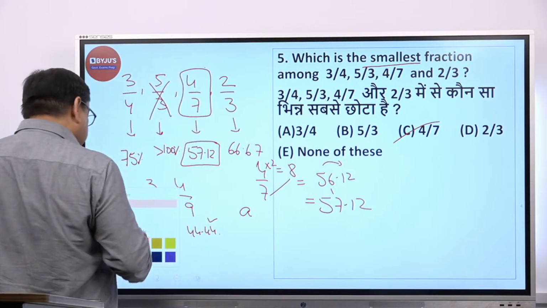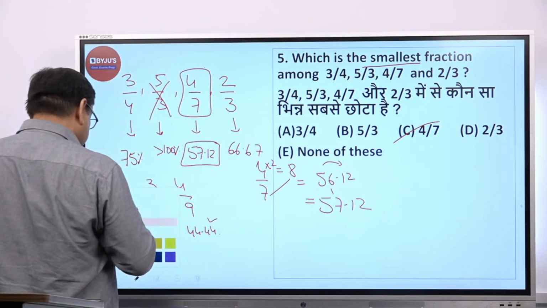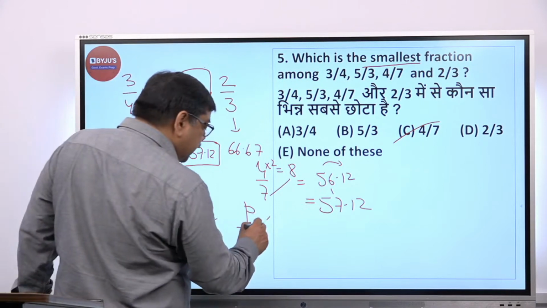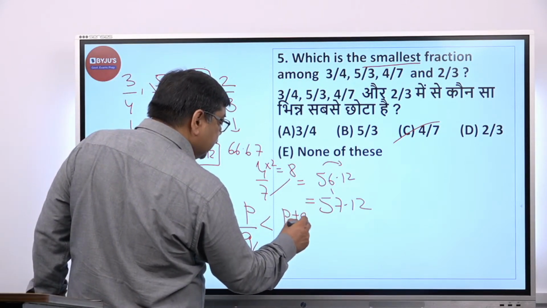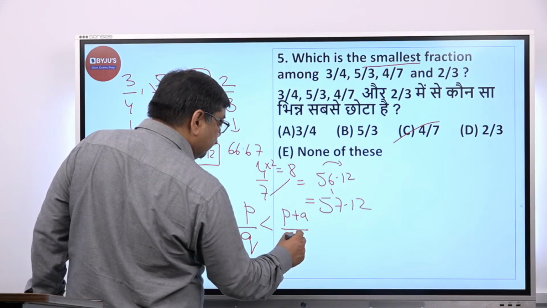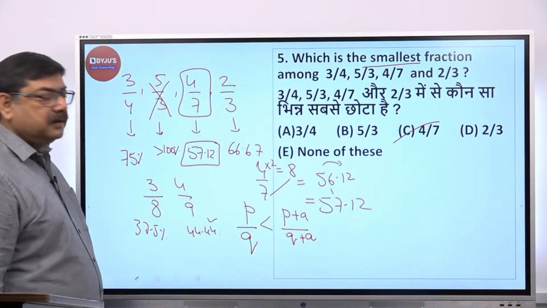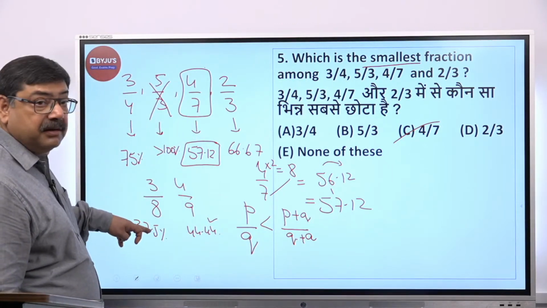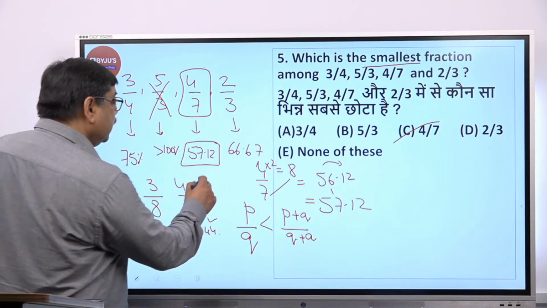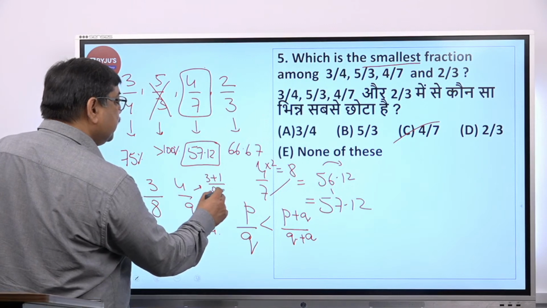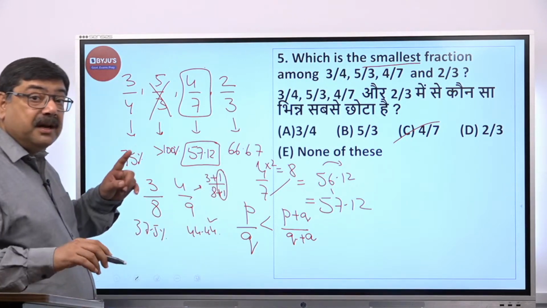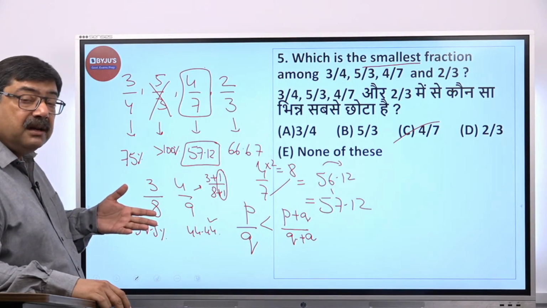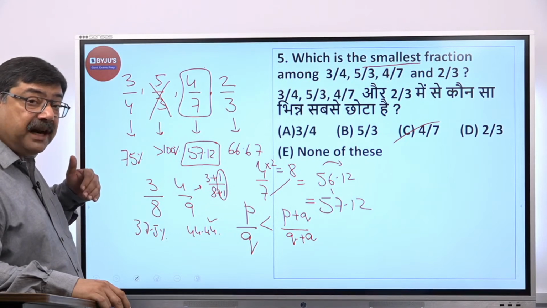Now another thing which I want to tell you here is that if you have a fraction P by Q, the most widely used standard form, this P by Q will always be less than P plus A by Q plus A. Alright, so just remember that. So 3 by 8 and 4 by 9. What is 4 by 9? It is 3 plus 1 by 8 plus 1. See, this is the value of A. Same number being added to the numerator and denominator, then whatever fraction that you get will be greater than the initial fraction.